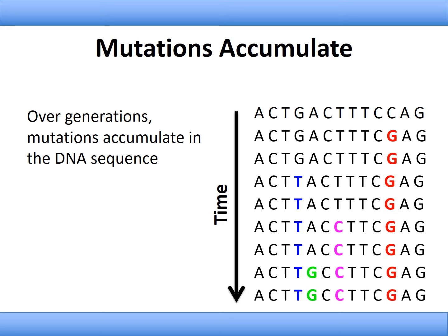So over time, we get a gradual change in the DNA sequence itself. Now this we call microevolution. It's a form of evolution because the genetic trait is changing over time. And at the end of these generations, what we get is a sequence that is similar to, but is not identical to the original ancestral sequence that we started with.